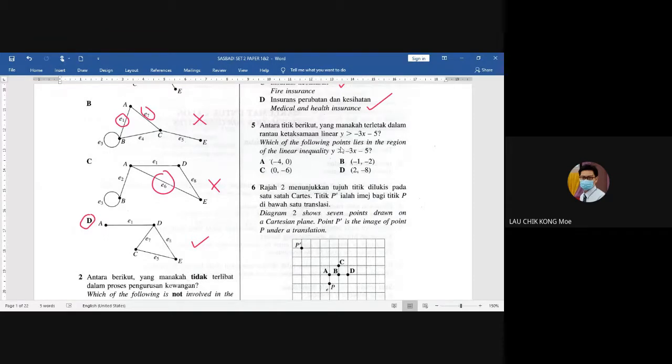Which of the following points lies in the region of the inequality y greater than negative 3x minus 5? So we try to substitute. Okay, if the answer is A, let's say that I use A, y equals to 0, x equals to negative 4. So we substitute. x equals to negative 4.